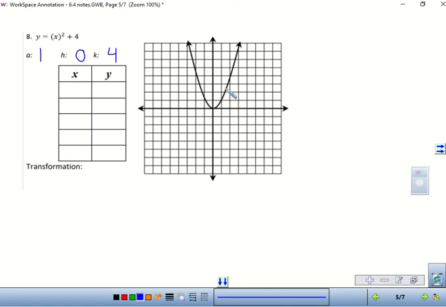So H is 0 because there is no H? Yeah. Exactly. See how there's nothing added or subtracted from the X inside the parentheses? So now that we have that, H and K go in the middle of your table. So H goes here, and K goes here.